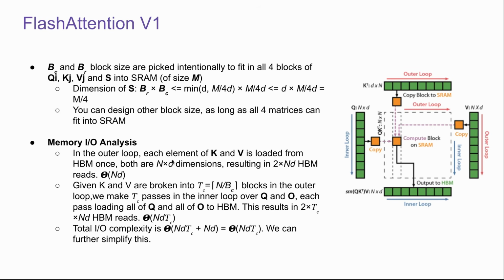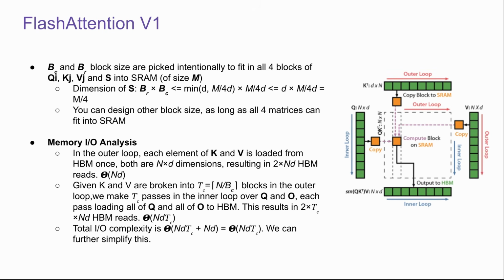In the outer loop, each element of K and V is loaded from HBM once, so both are n by d dimensions, resulting in 2 multiplied by n multiplied by d HBM reads. So this is big Theta of n multiplied by d reads. Next, given K and V are broken into TC blocks in the outer loop, we make TC passes in the inner loop over Q and O, each pass loading all of Q and all of O to and from HBM. This results in 2 by TC by n by d HBM accesses. So this is big Theta of n d TC. The total I/O complexity is big Theta of n d TC plus n d, which equals big Theta of n d TC.